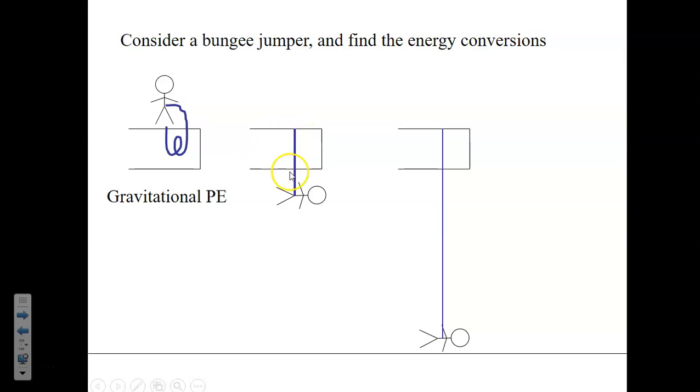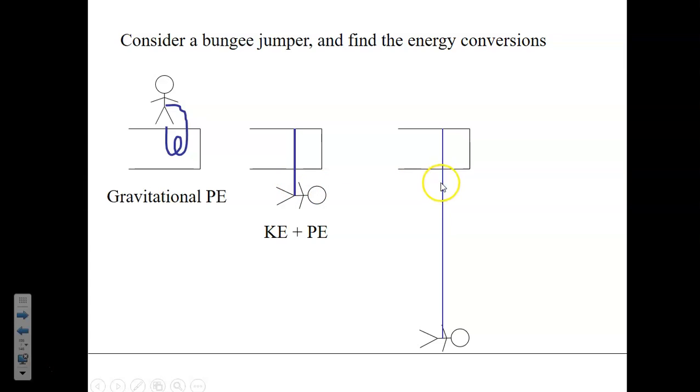Okay, so here, he's moving. And he's still above the ground, and he's just about to stretch the cord, but he hasn't stretched it yet. What kind of energy do we have now? Well, he's still above the ground, so he's got gravitational potential energy. He's moving, so he's got kinetic energy. And he hasn't stretched the cord, so he doesn't have elastic potential energy yet.